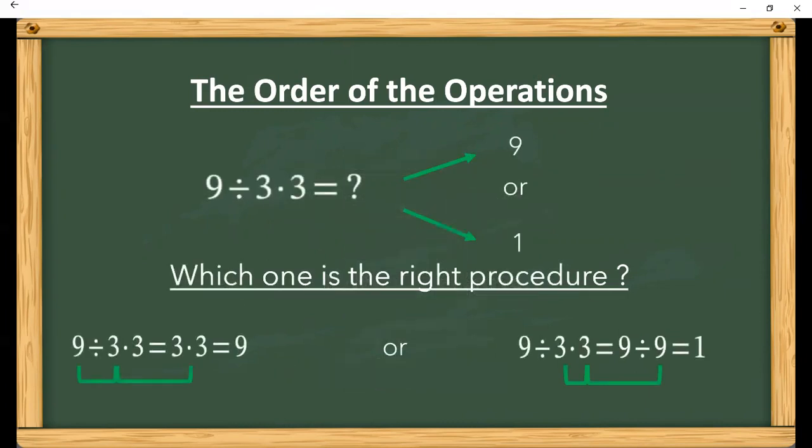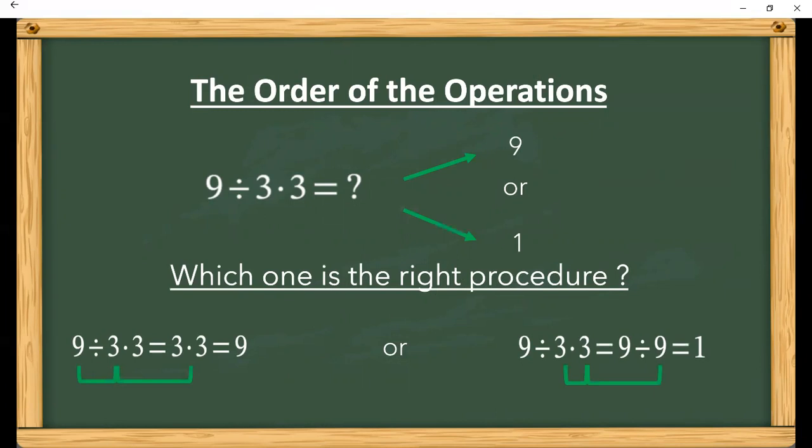Let's see an interesting algebraic representation here. We have 9 divided by 3 multiplied by 3. Now we have to choose among 1 and 9. Which one is the right procedure?